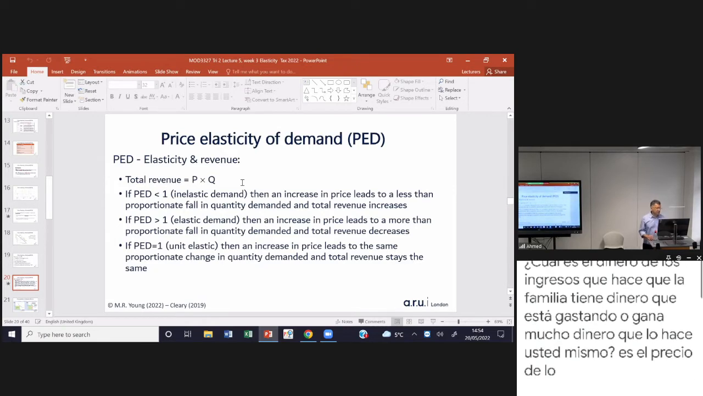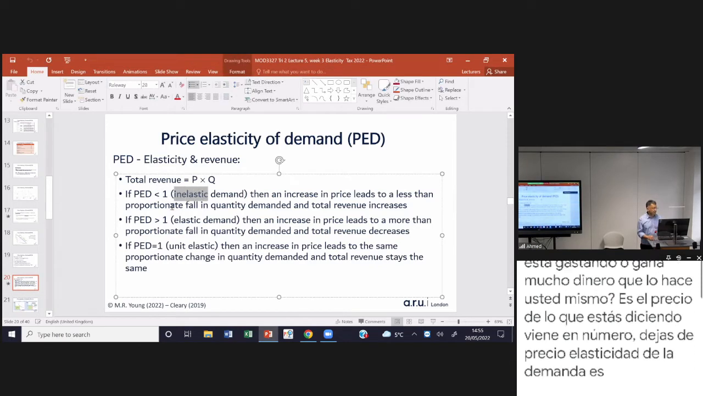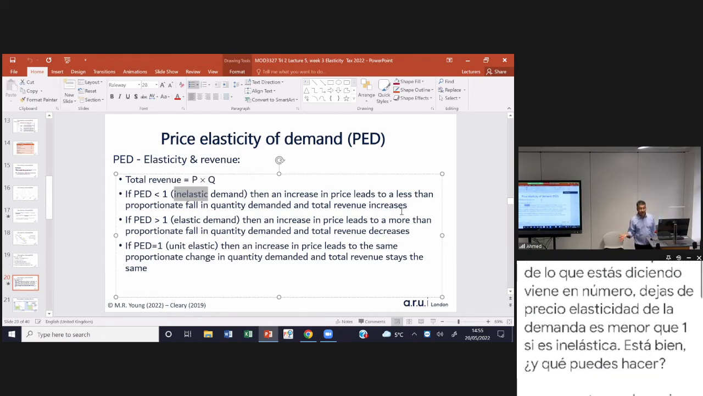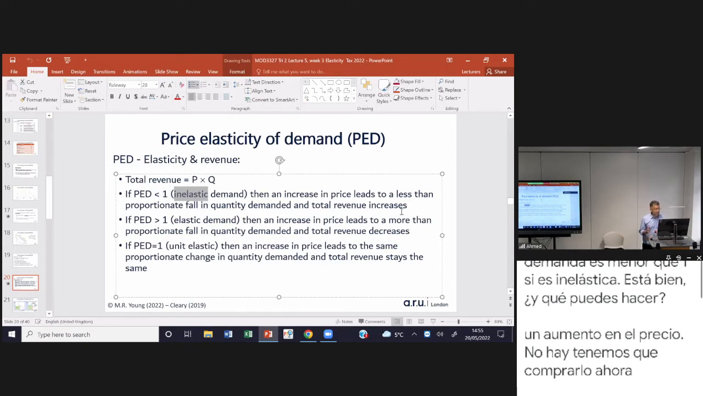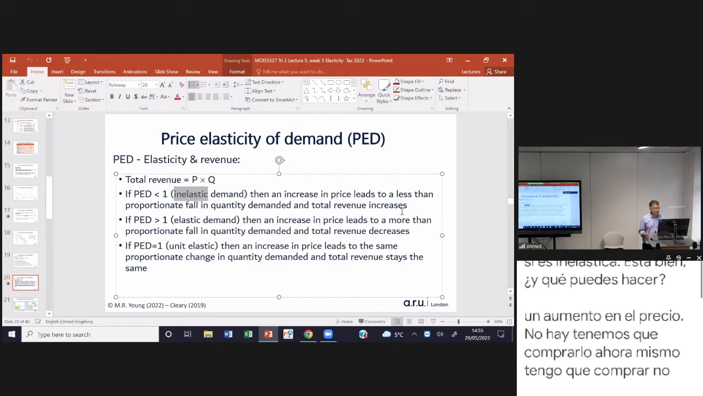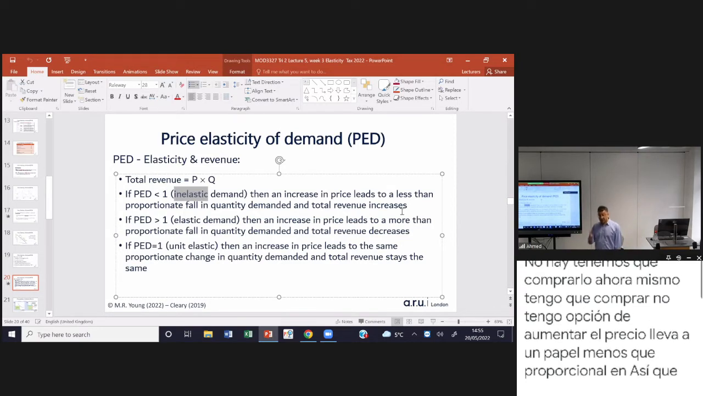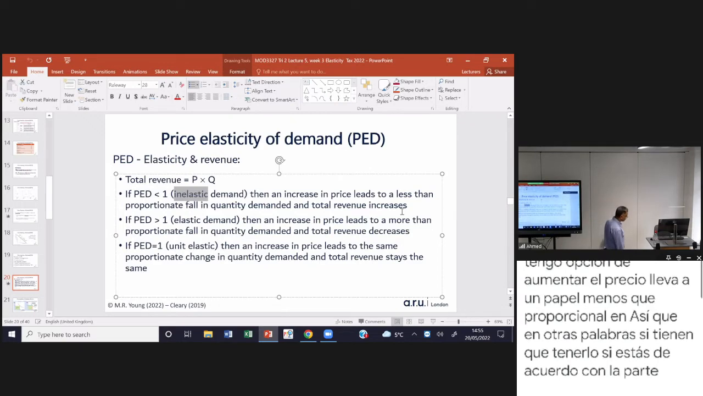If price elasticity of demand is less than one, if it's inelastic, then what can you do? An increase in price? No problem. They have to buy it, right? They've got no choice. So an increase in price leads to a less than proportional fall in quantity. In other words, if they have to have it and you increase the price, you probably increase your revenue, your sales.